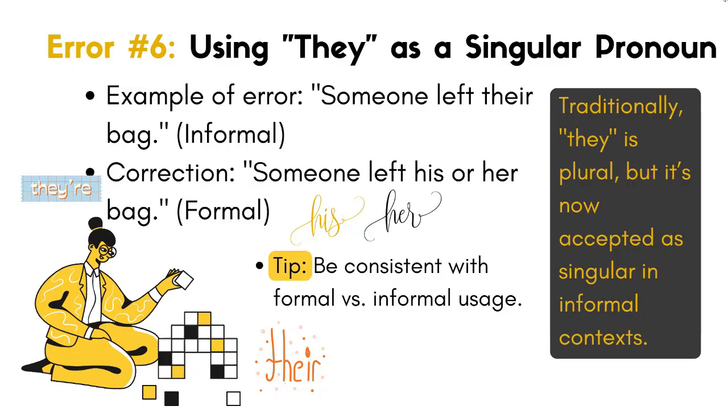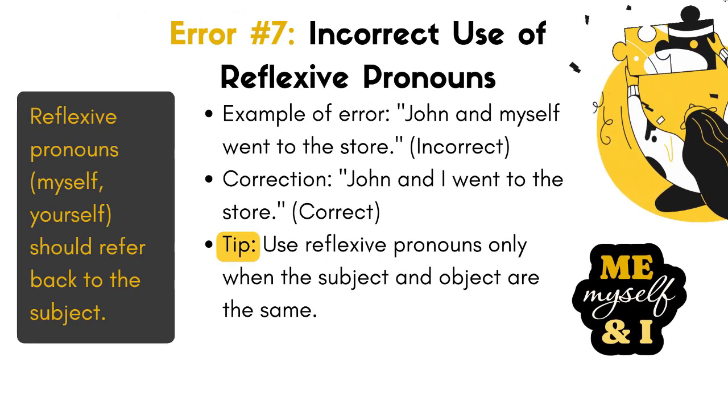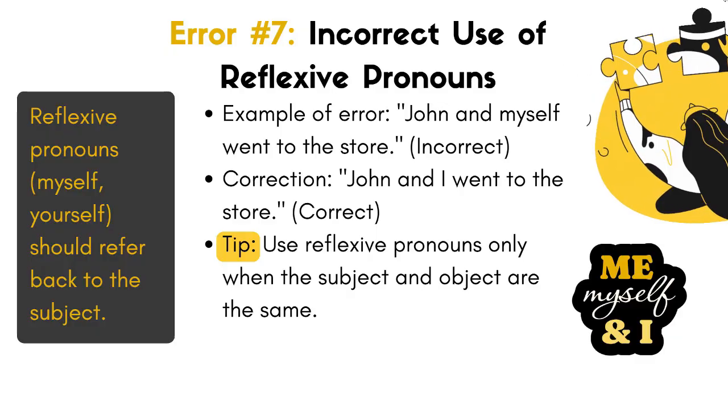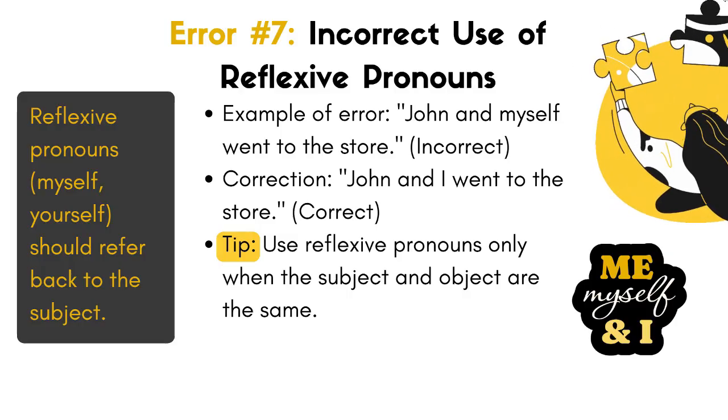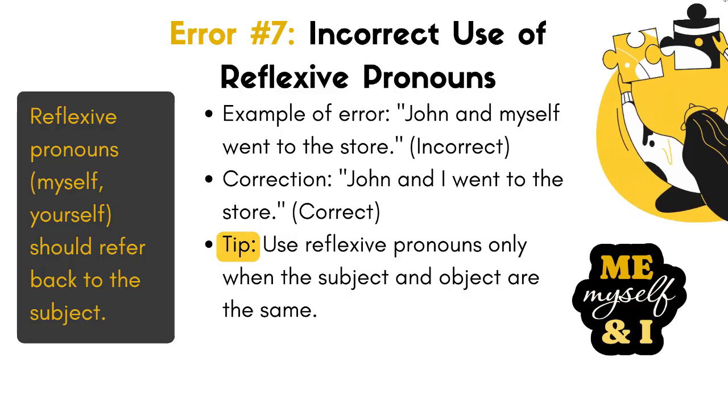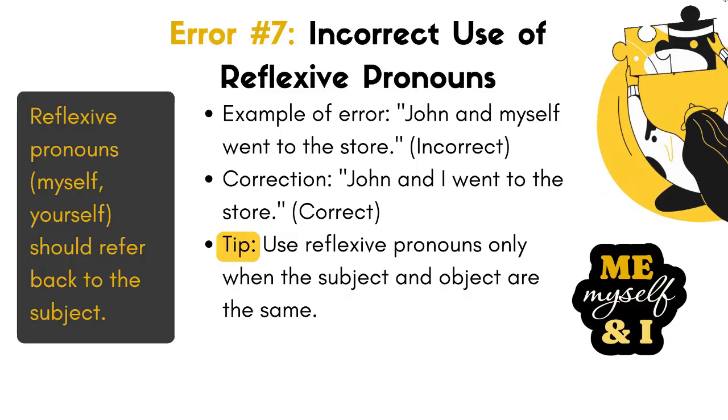Reflexive pronouns like myself and yourself should only be used when the subject and object are the same. For example, saying, John and myself went to the store is incorrect. The fix? John and I went to the store. Remember, reflexive pronouns reflect back to the subject, like in I hurt myself.